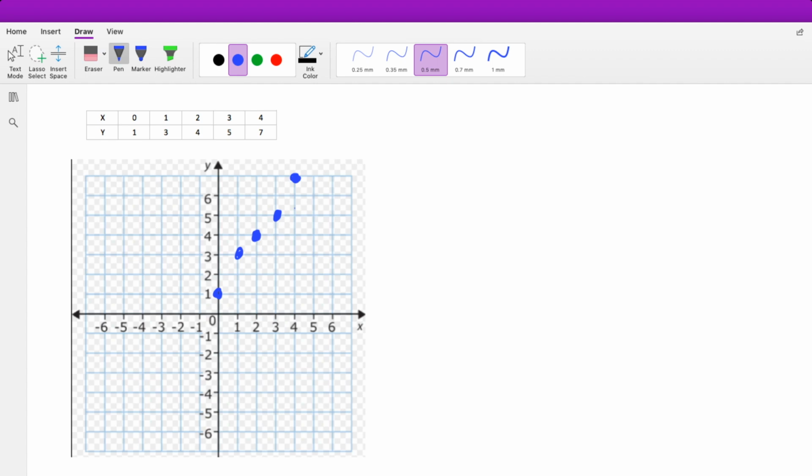So let's draw our straight line. And right away we see that we can't draw a straight line. Why is that? This is already nonlinear. And then we know it's non-proportional for a couple ways, but the main one is it doesn't even pass through the origin. So this is non-proportional.